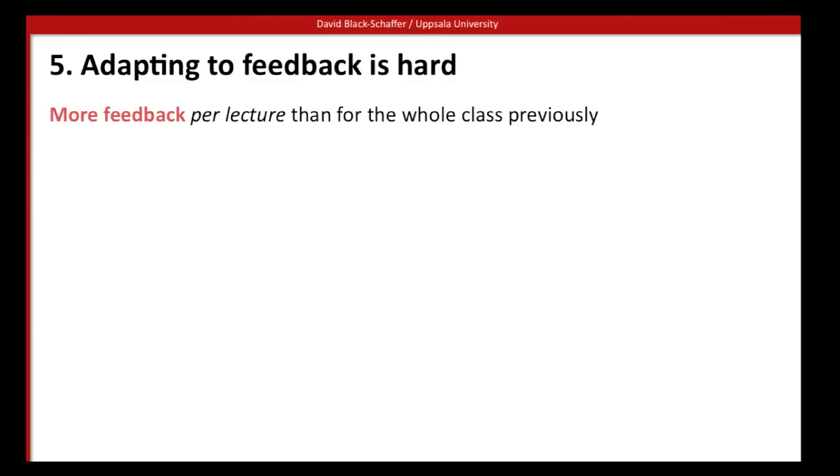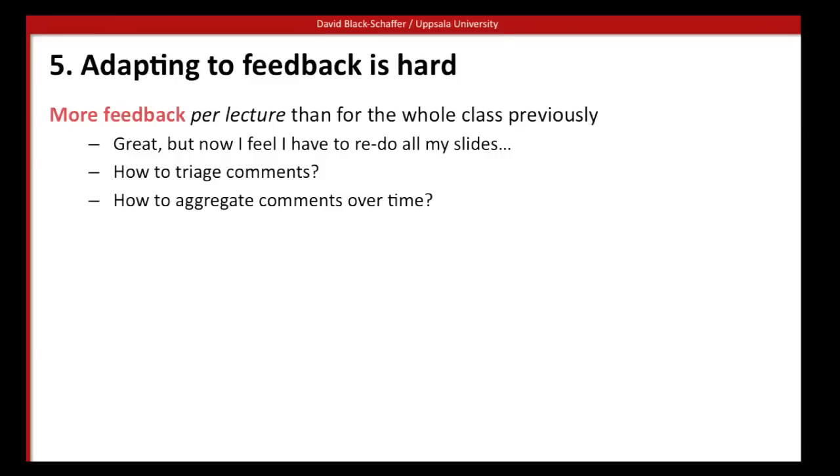The last thing I want to focus on is adapting to feedback. So when I ran this class, I got more feedback for every lecture than I'd gotten for the entire course in the past. So I had 12 lectures, so I was getting 12 to 15 times as much feedback as I had before. And as a teacher, I'm just not used to doing that. I don't know how to handle that. So on every lecture, I got comments about what should be better. Does that mean I have to go fix all my lectures? How do I triage these comments?